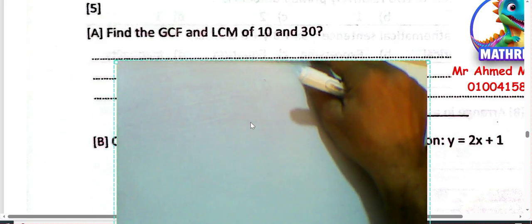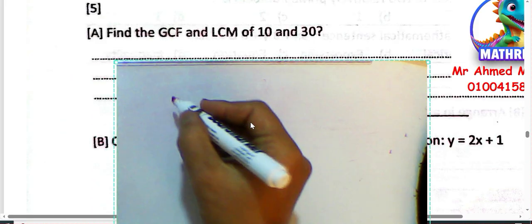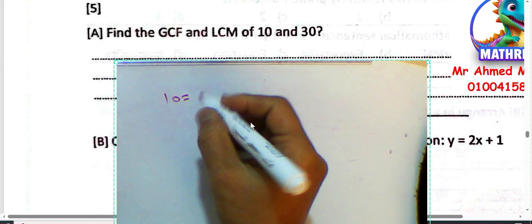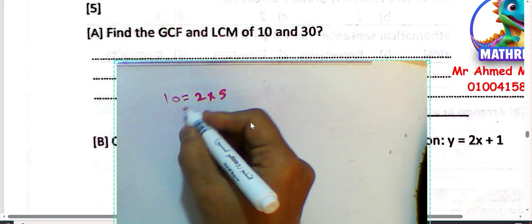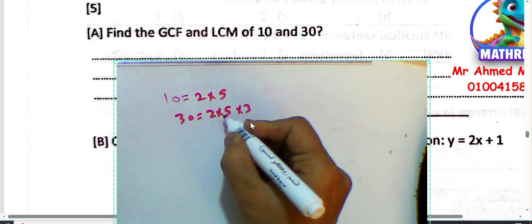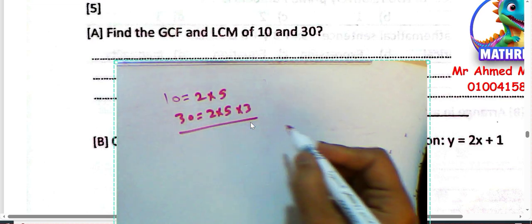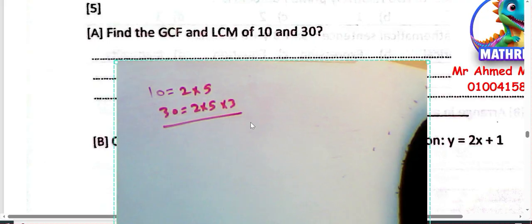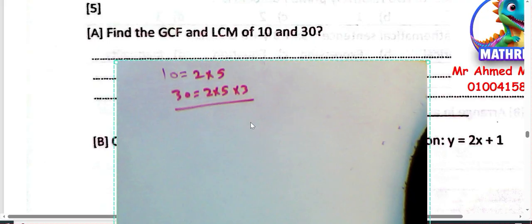Find the greatest common factor or least common multiple of 10 and 30. We know 10 equals 2 multiplied by 5. And 30 equals 2 times 5 times 3. 2 times 5, 10. 10 times 3 equals 30. Then the least common multiple between them will be what? It will be 30. And the highest common factor will be 10, because 30 can be divided by 10.